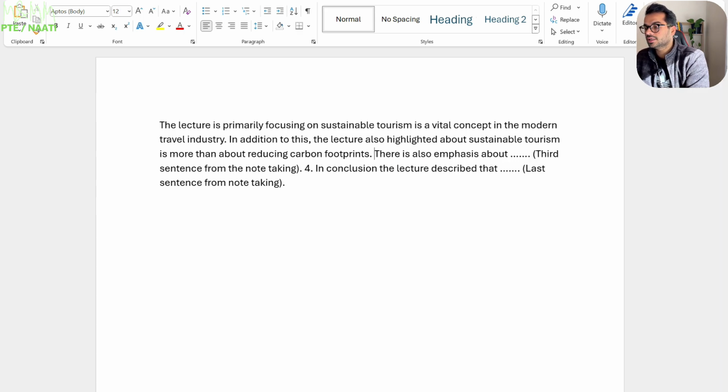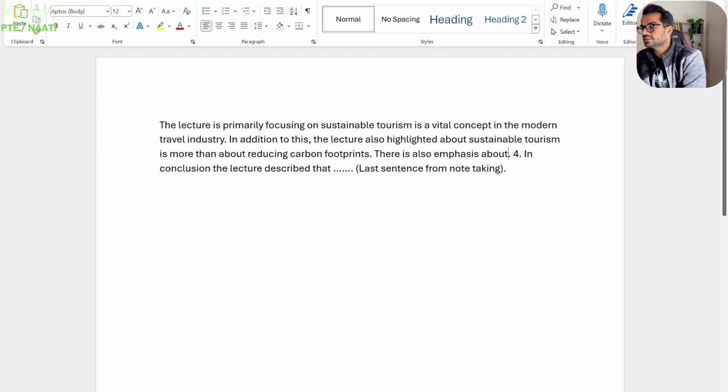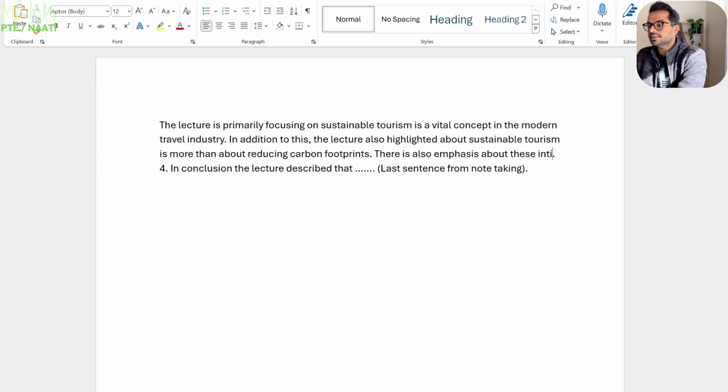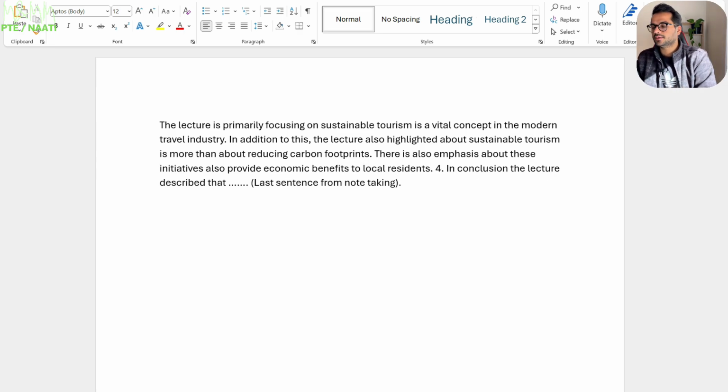So I'm going to remove number 3. There is also emphasis about. So here I would be putting my third sentence. There is also emphasis about these. See, I'm not even paraphrasing. I'm literally putting the same sentences which I have taken from the audio. Initiatives also provide economic benefits to local residents. So that's my sentence number 3.